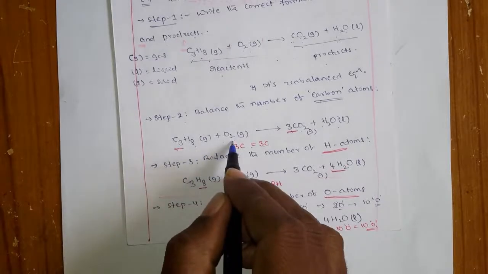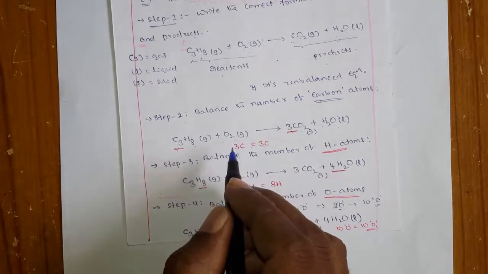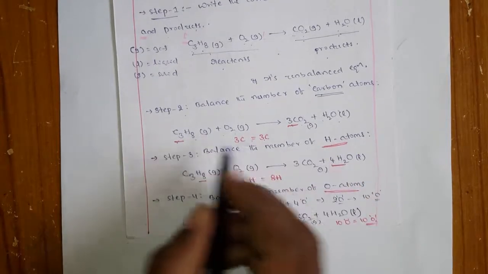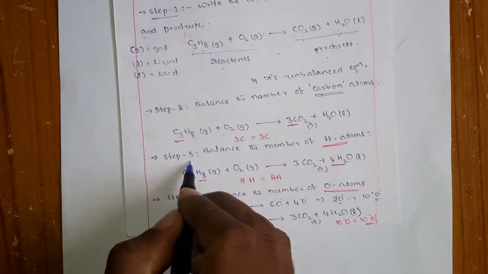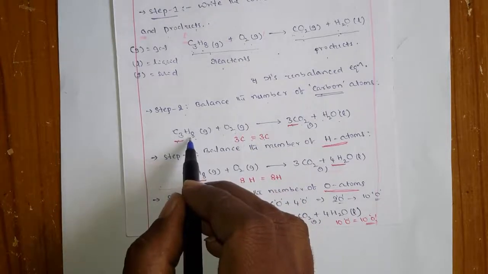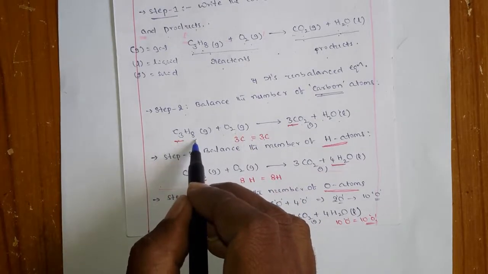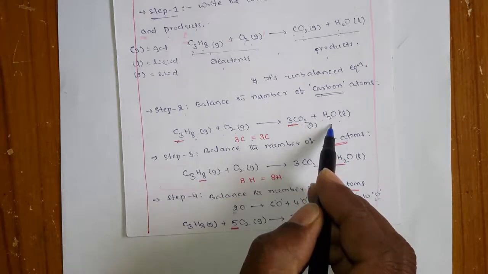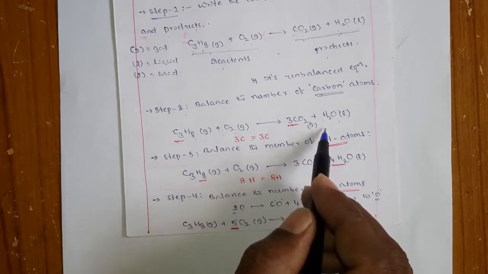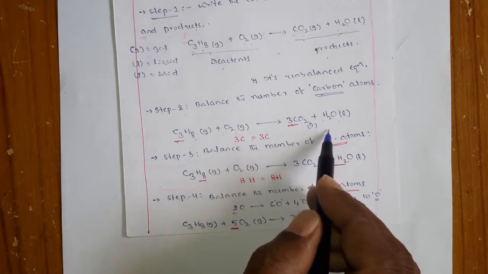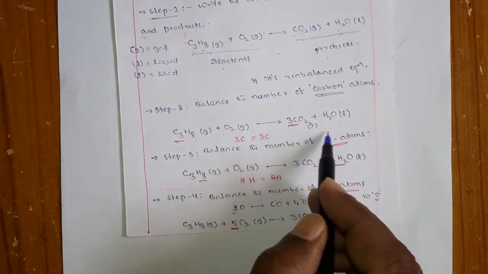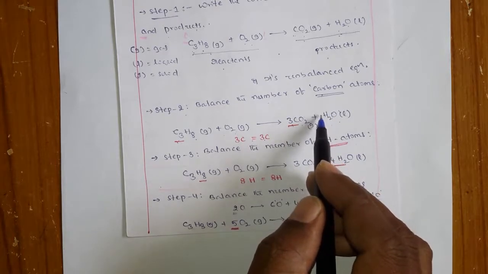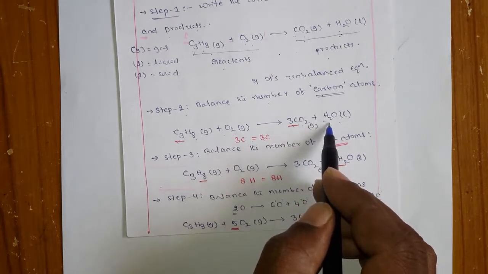There are hydrogens and oxygens. So first you have to balance the hydrogen atoms, that is step 3, right? Left side how many hydrogens? 8 hydrogens. Right side how many hydrogens? Only 2 hydrogens. So 8 minus 2 is 6, so you have to add 6 hydrogens here. If you add 6 hydrogens, it automatically becomes 8 hydrogens.